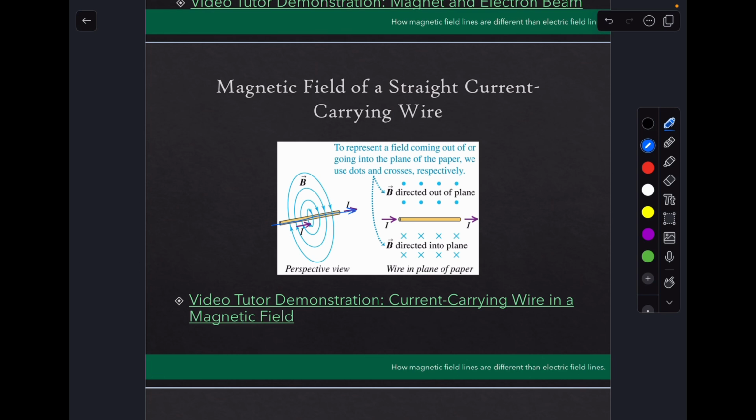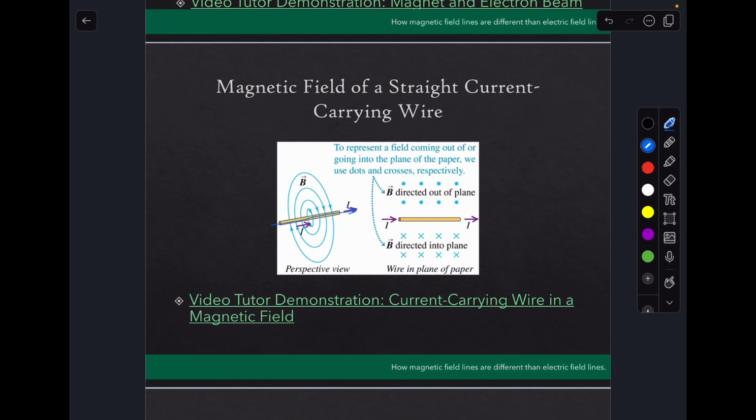And that direction is given by the right-hand rule, but a different one. So the right-hand rule for determining a magnetic field direction. Before, the right-hand rule was for force. We're switching gears a little bit. We're looking at the magnetic field direction, not the force, but the field being created by the current-carrying wire.